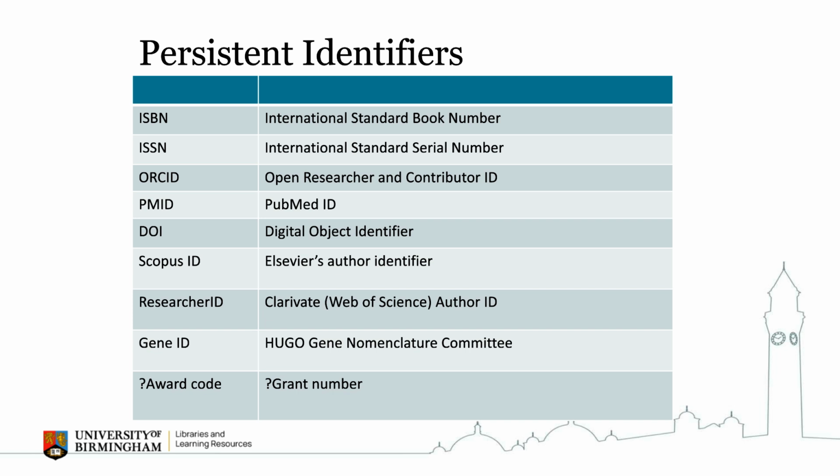The ones we're going to concentrate on today are DOIs, which you can attach to your assets, and ORCID, or Open Researcher and Contributor ID, which you can generate for yourself.